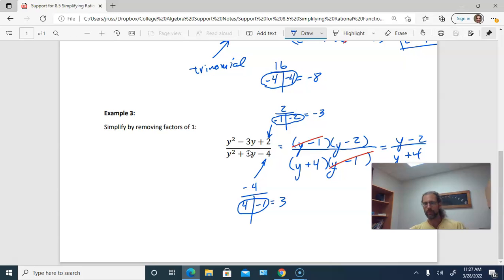So I just wanted to review a little bit on the factoring because we will need it for 8.5 when we're working with those rational expressions to find things like the domain, the vertical asymptotes of some of those functions. You'll have to be able to factor to do that.